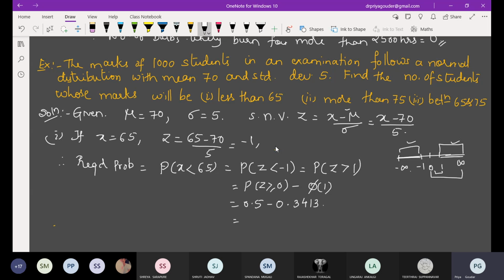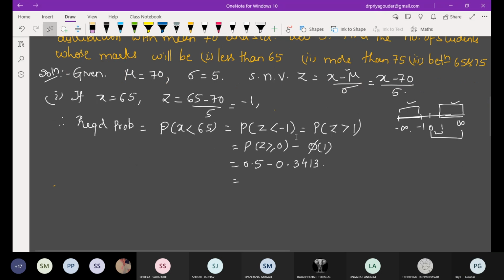What about the other students? Do you remember the procedure to take the normal probability values in the calculator? Just take it. Tell me what is the answer. 0.1587.